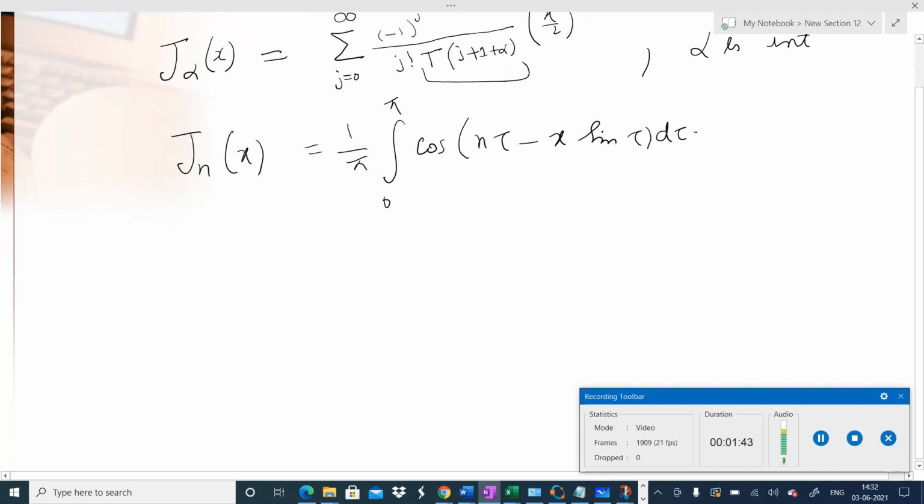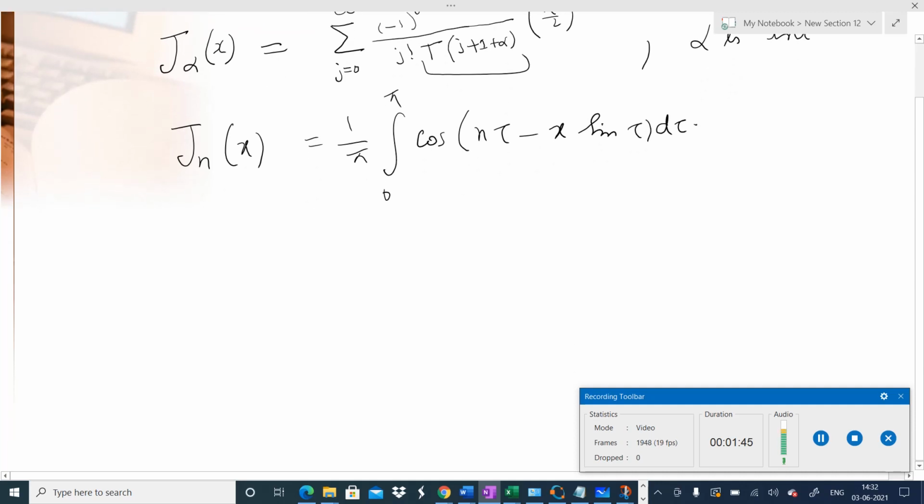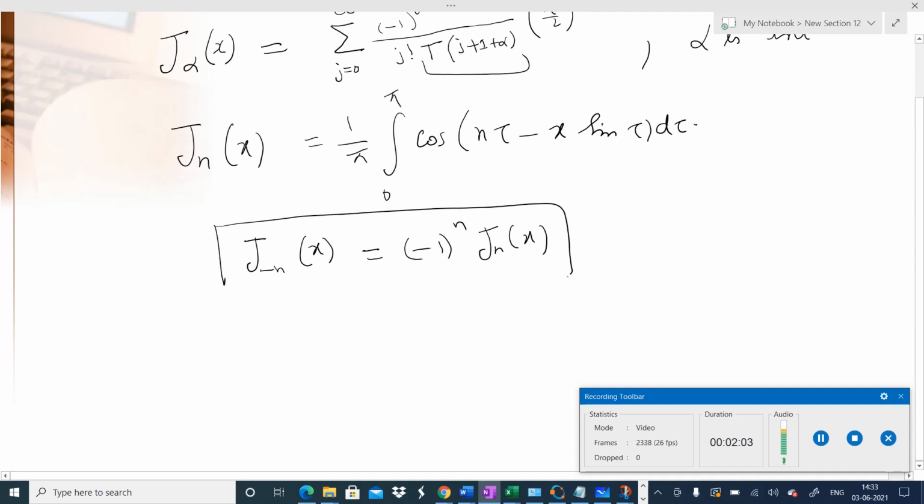Now we need to prove one important identity which has been used. That is, if you replace J n by J minus n of x, then that is equal to minus 1 to the power n J n of x. This is the identity which has been used in the proof of finding the Fourier series of the current in the catcher cavity.